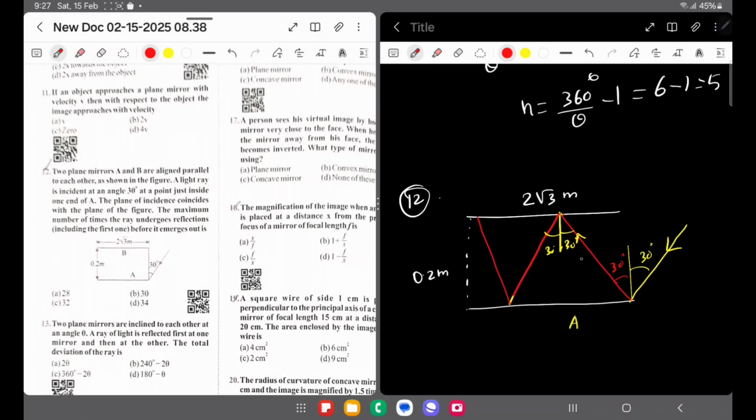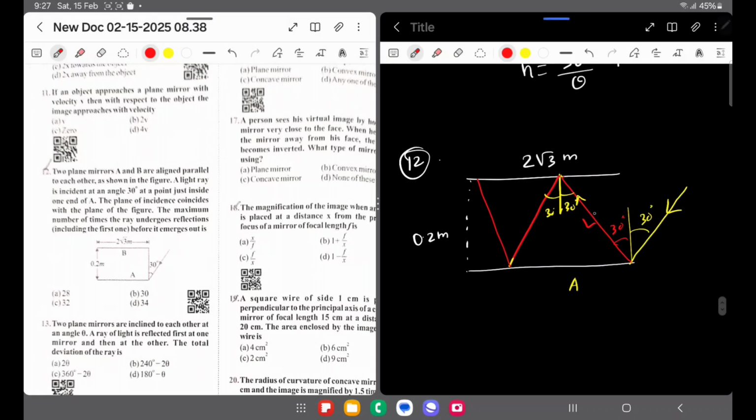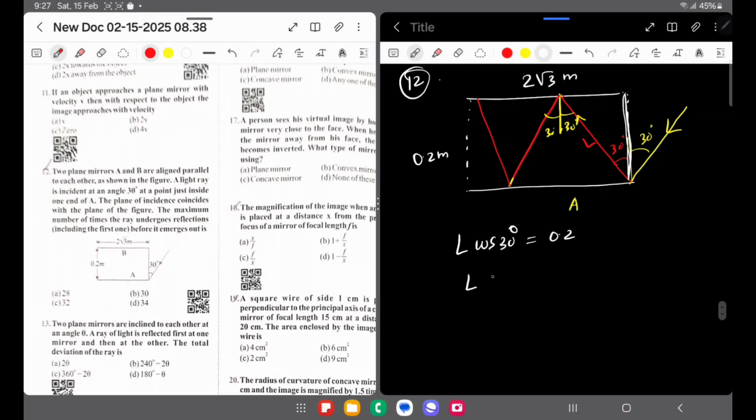Imagine, consider this length of the light ray as L. It is clear that the projection of this L over this line is equal to L cos 30. We know that L cos 30 is equal to 0.2 meter. They have given that in the question itself. We know that cos 30 is root 3 by 2. So L is equal to 0.2 into 2 by root 3. We got L now.